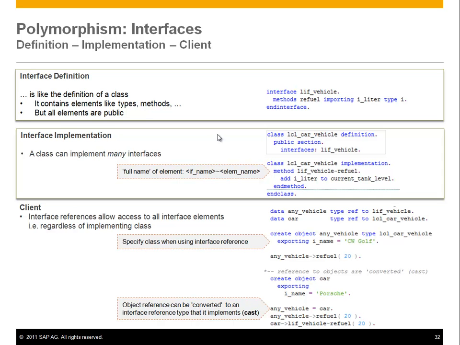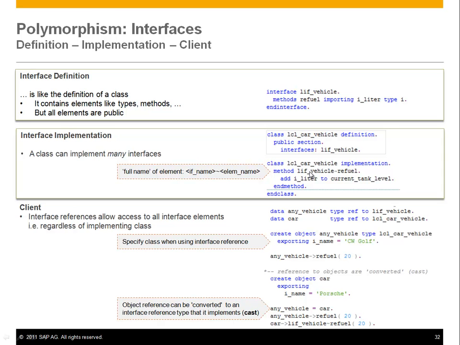If we switch now to the implementation, LCL car vehicle implementation, and you look at the method, you see the implementation name is combined from the interface name, LIF vehicle tilde refuel. It is combined because you could have multiple interfaces with the same method names, and you want to be able to keep them separate if you implement them separately. So in this case you then have to define an implementation. In the class you specify the code, and in this case add the liters to the current tank level. Now the point is that each car, each vehicle class, of which we have many, has to implement this interface themselves, and so they can do it differently.